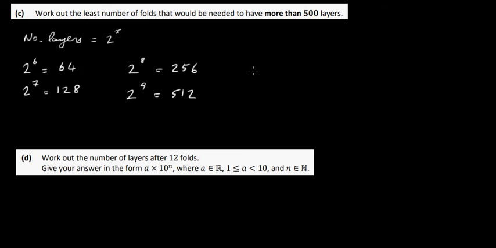So the least number of folds that would be needed to have more than 500 layers would be 9. The least number of folds would be 9 to give us more than 500 layers.